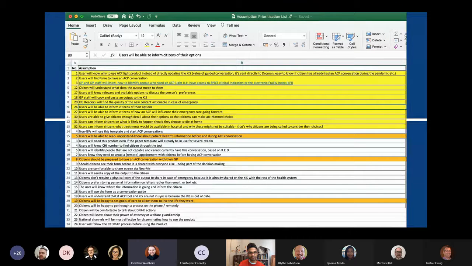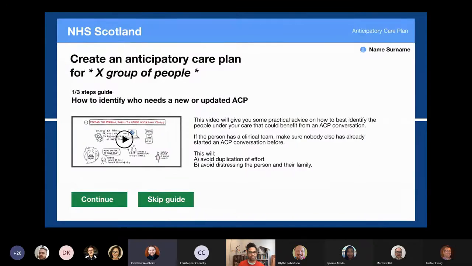To start with, we highlighted our assumptions about ACP conversations. This allowed us to think about who we should talk to attack the work. Our service designers then put together a wireframe as a probe for user research conversations, which were organised with NHS staff.